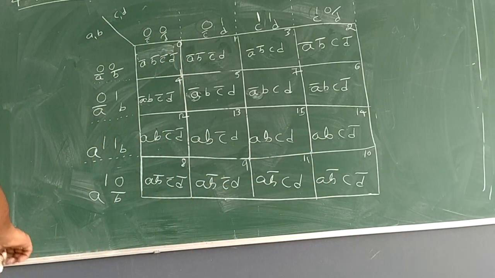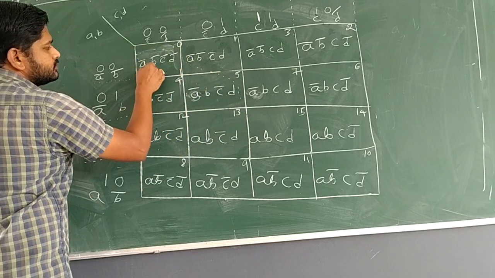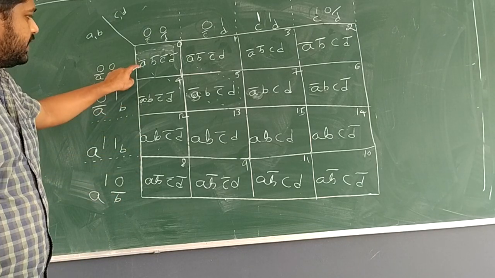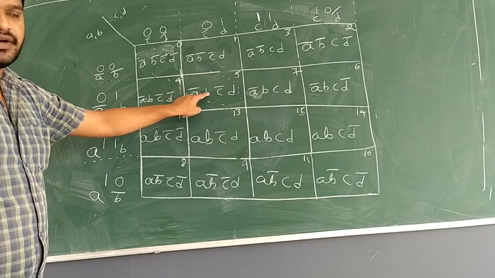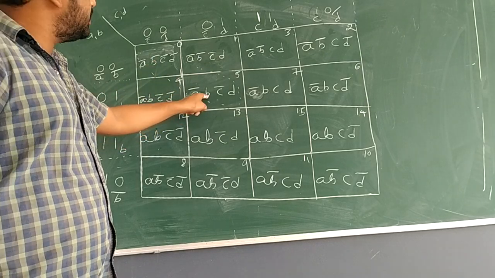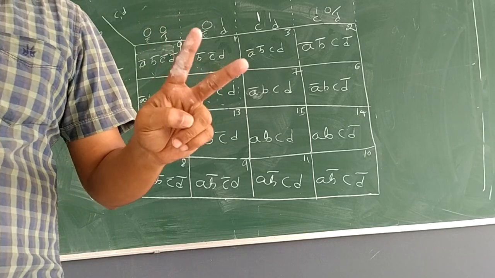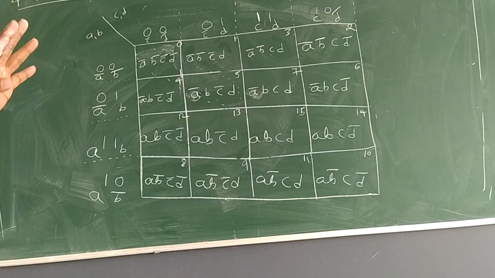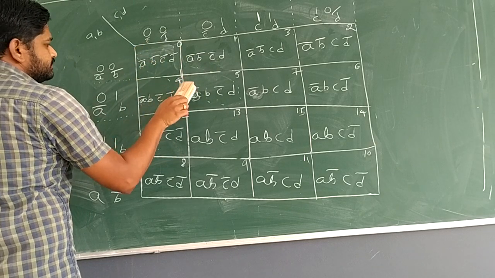Now the question: try to compare diagonally. See there, A is the same, B is different, one side it is complement, one side it is positive, that means B. C is same but D is different, that means 2 different, 2 same. More than 1 difference is not allowed, hence we cannot take a cover like this.